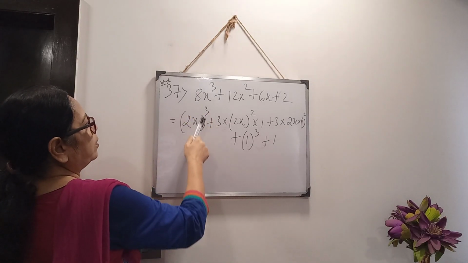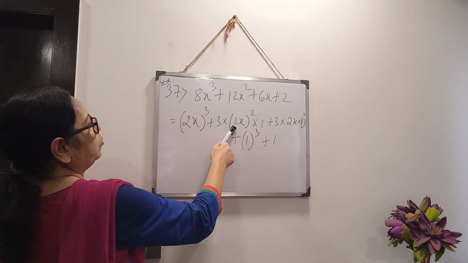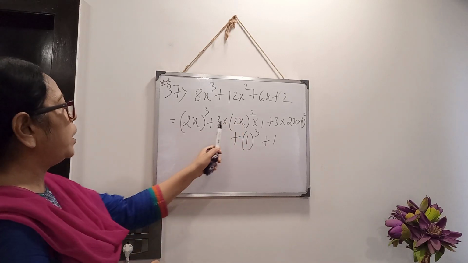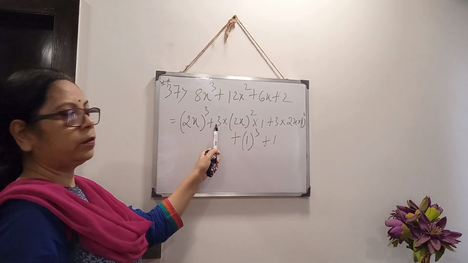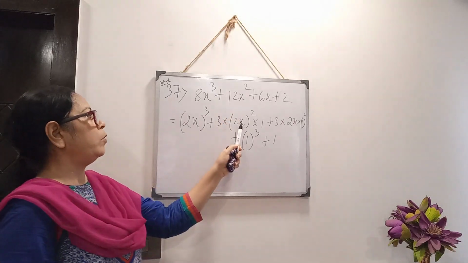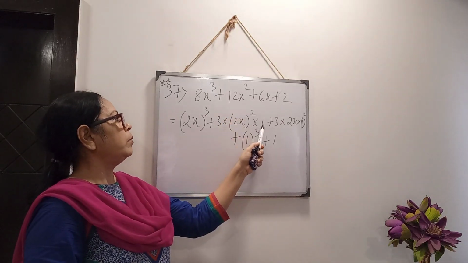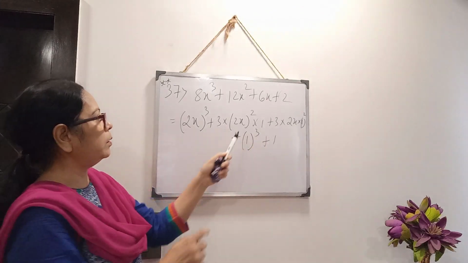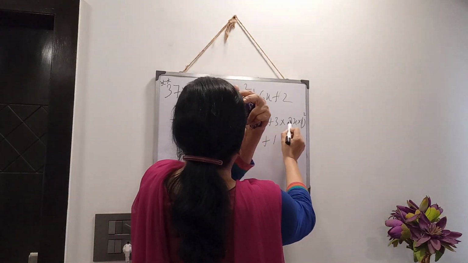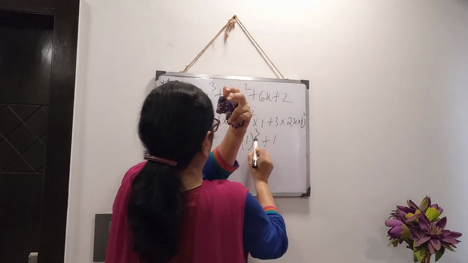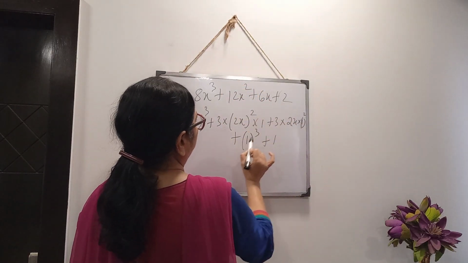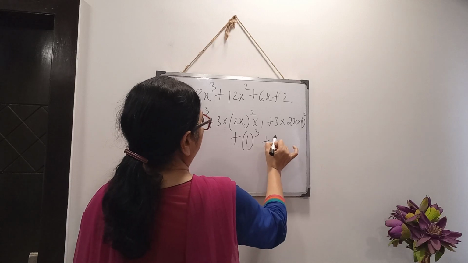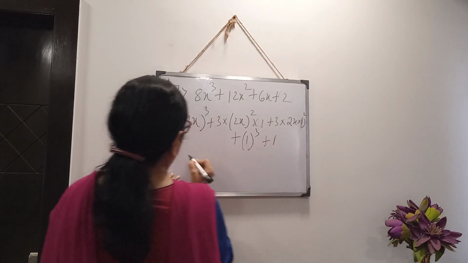8x cube means 2x whole cube plus 3 into 2x whole square. From there what are you getting? 2 2s are 4, 4 3s are 12, 12x square we have got. So we can only multiply this by 1. That will be my b. Clear? And this is 3ab square plus b cube. But there is 2, so I have taken only 1. So 1 plus 1 you have to write.